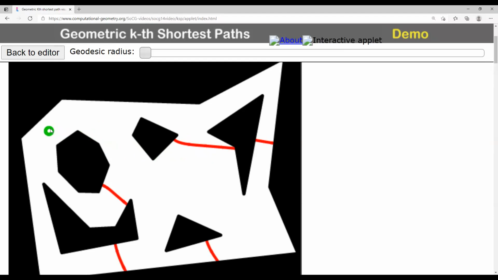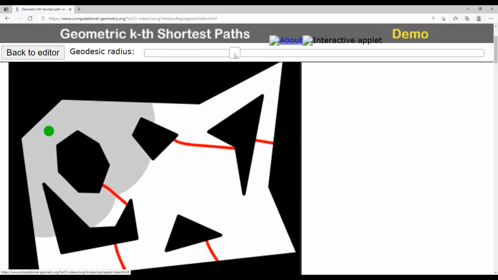So the green point is the source, the white is the free space, and the black is the obstacle. The red curves are the bisectors. They are not from the input, so this is something we need to compute in the algorithm. The green path is the shortest path. So if I start to generate a wavefront, it's like this.